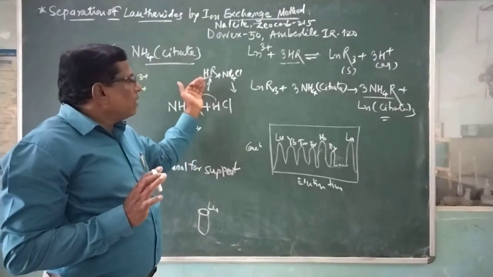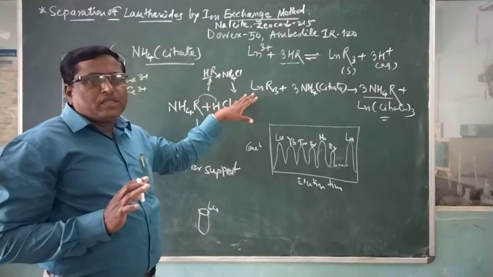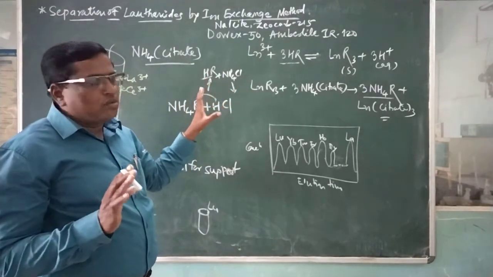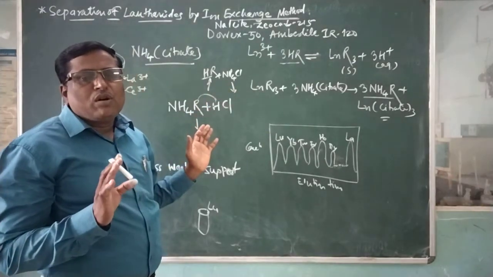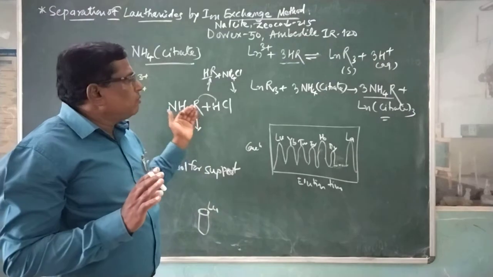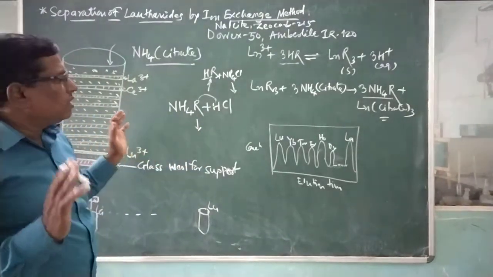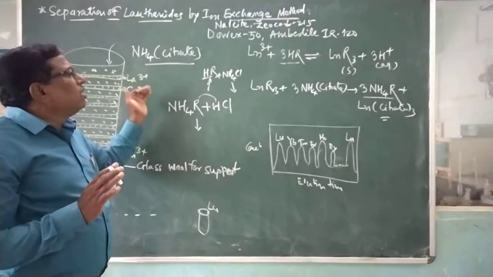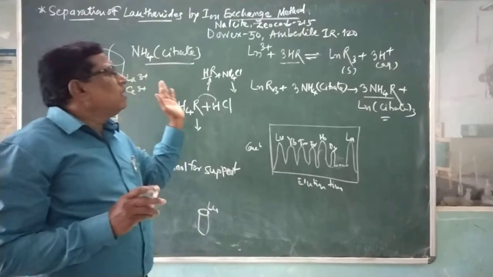Again, the advantages of this method are that the resin column is regenerated and there is no wastage of the resin column. Clear-cut separation occurs within a short time, and therefore this method is called the modern method. It is highly beneficial for the separation of lanthanides. In this way the separation can be carried out.